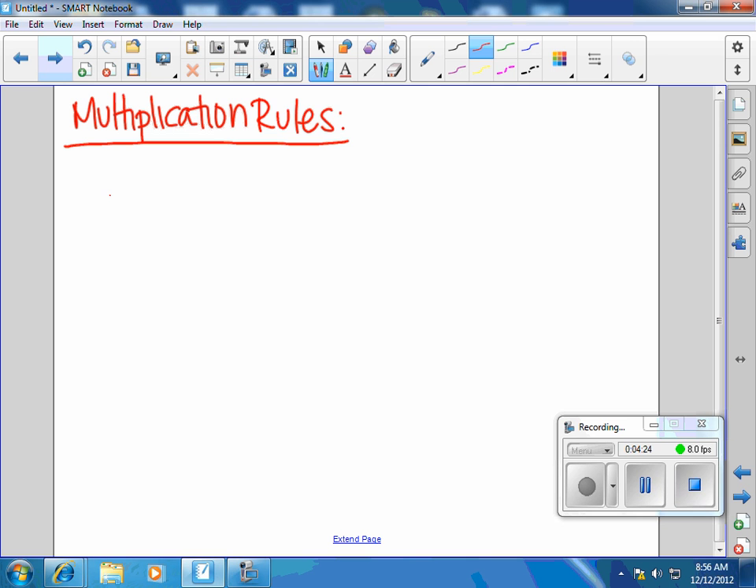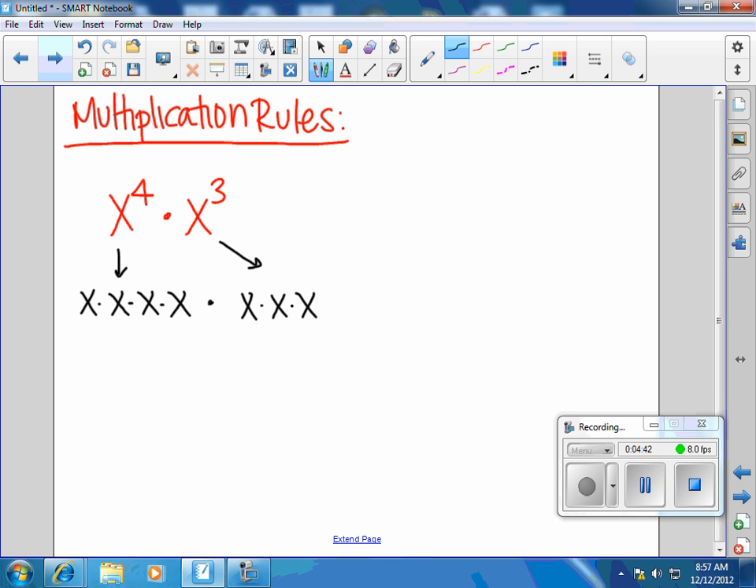So let's say I gave you something like x to the 4th times x cubed. What the first part means, the x to the 4th, means that I have 4 x's, all multiplied together. And then this part, the x cubed, means that I have 3 x's, all multiplied together. And I'm multiplying the 4 and the 3 together. So it's very easy to see I have 7 x's. So is there a way to get 7 without going through and writing down the 4 and then the 3? Well, obviously we can see if we add 4 and 3, we end up with 7.